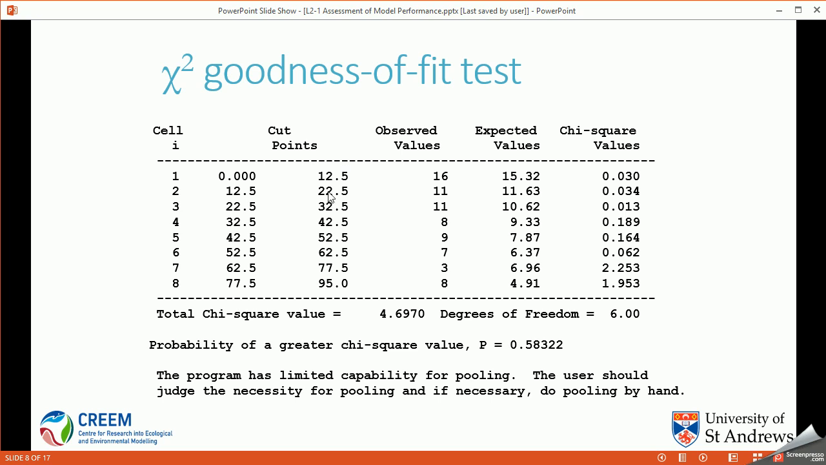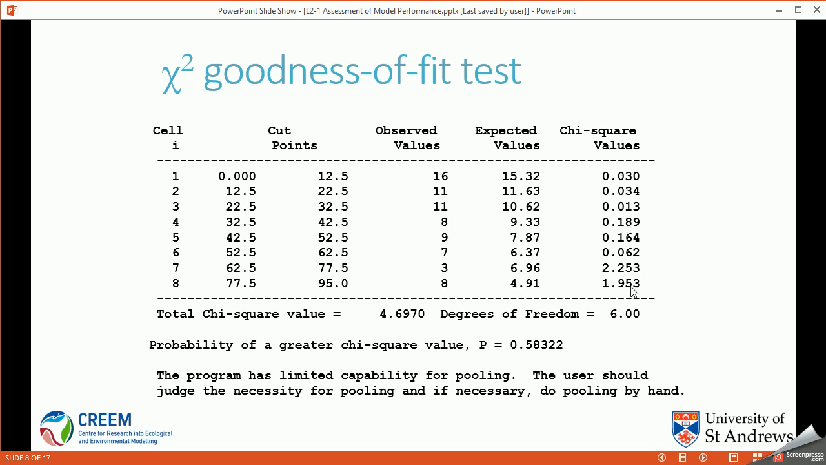So cell number 1 goes from distance 0 to distance 12.5. In it, we observed 16 animals, so this is the n_i, 16. After fitting our model and integrating under that red curve within interval number 1, so between 0 and 12.5, we expect to get 15.32. And then we work out the chi-squared value by subtracting this from this, squaring it, dividing by this, and that gives us a 0.030. We work out those chi-squared values for each interval, and you get these numbers down here.